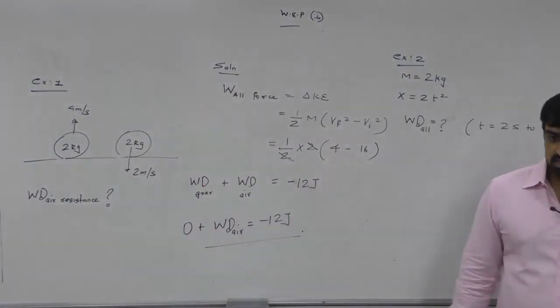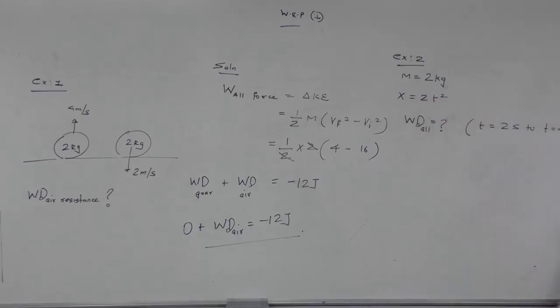Next question. You are given a mass of 2 kg. The displacement is varying as 2t square. At time 1 second the displacement was 2. At time 2 seconds, 2 times 2 square, 4, 2 fours are 8. The displacement is 8, and so on. This is changing as a function of time. Find work done by all forces from 2 seconds to 4 seconds.